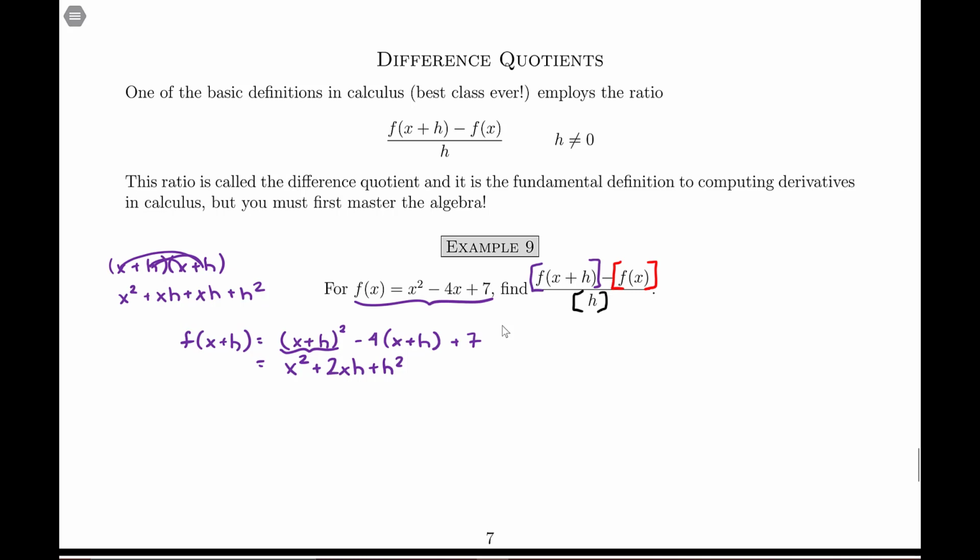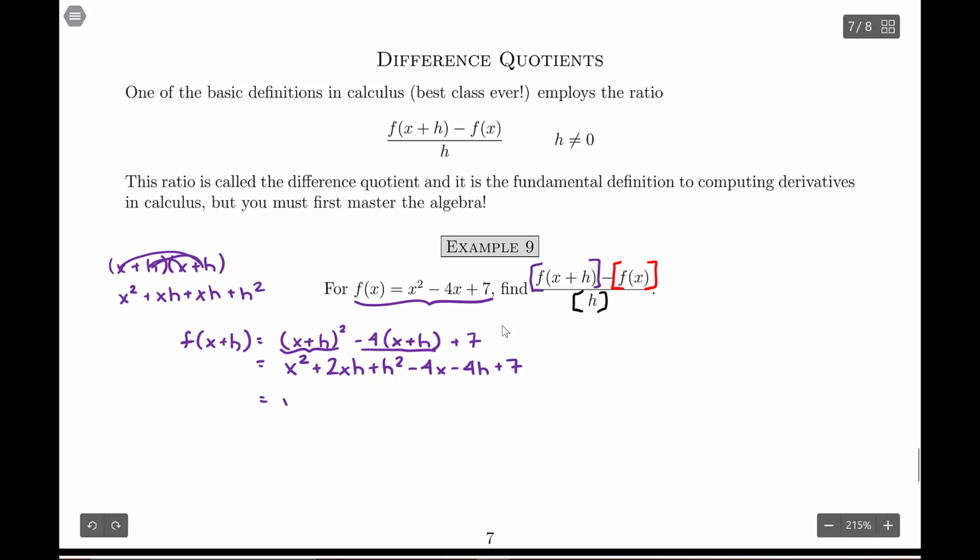Now I'm going to distribute the negative 4 through the (x plus h), so I get minus 4x minus 4h plus 7. So the parentheses also help you, especially on this term, to make sure that you distribute that negative to each one of the terms. A lot of times I see people take the negative 4 to the x, and then they just simply say positive 4h. For whatever reason, they ignore the negative.